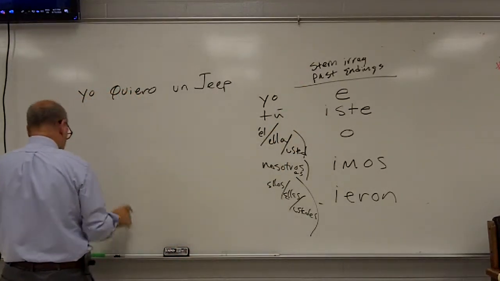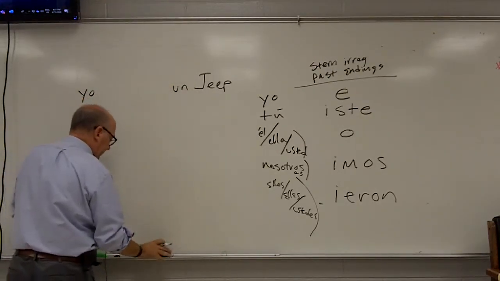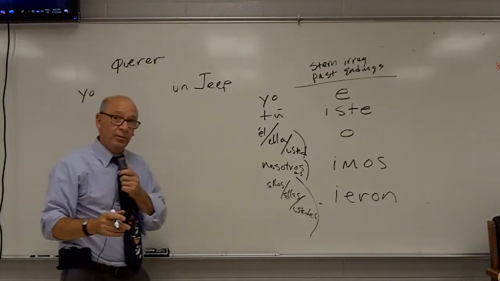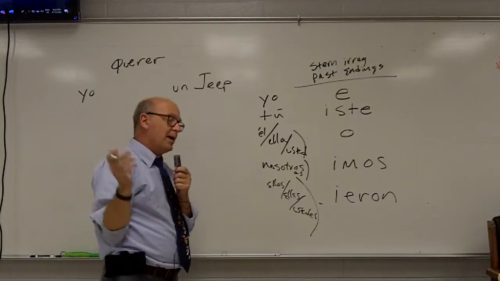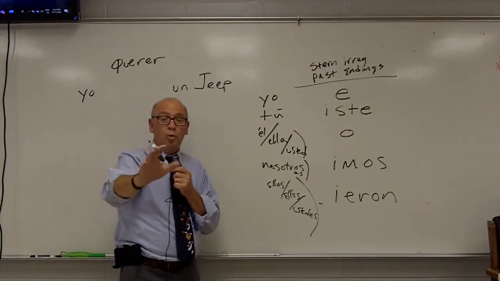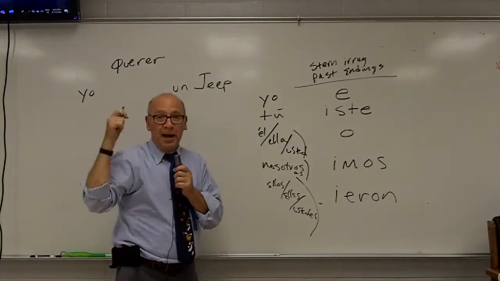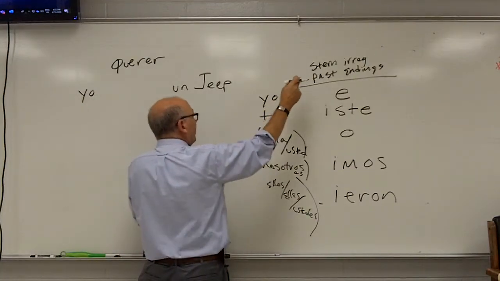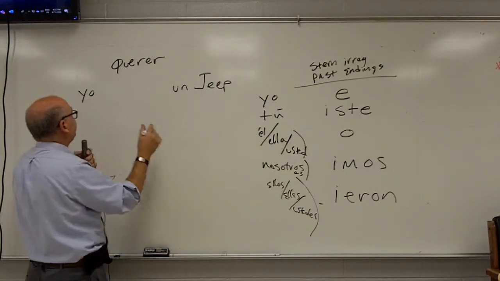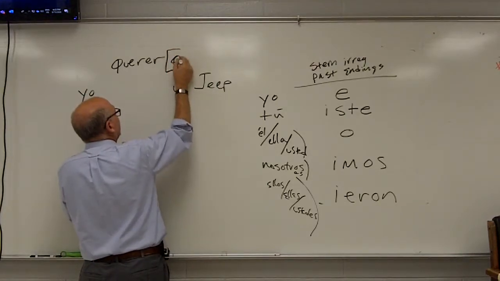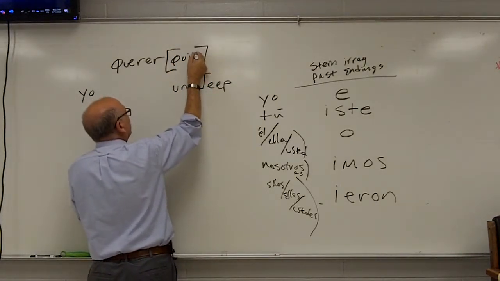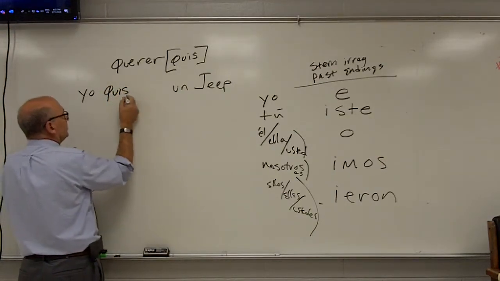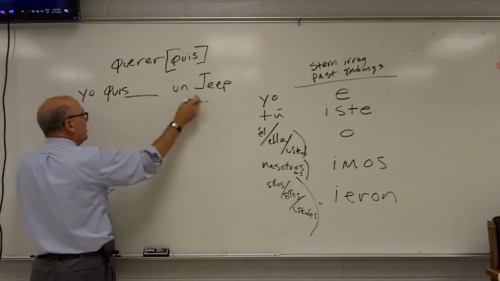Now, we know that this verb, querer, that's one of those stem verbs. So you don't take the ending off and add another set of endings on. If you look at your notes, you go, whoa, the verb querer, to want, in the past, takes a stem. So the stem irregular past, not ending, for querer is quis. Q-U-I-S, okay, quis. So I start with yo, yo quis un Jeep.